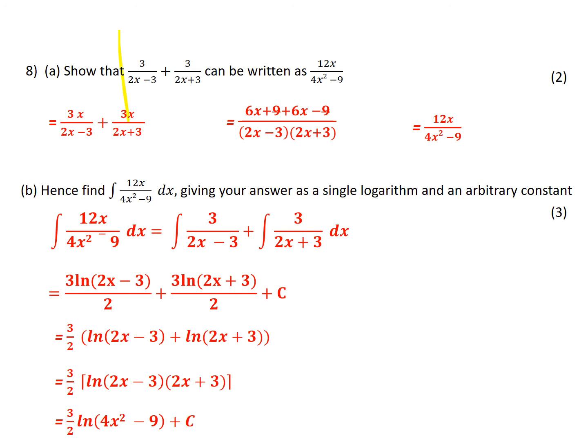Show that this equation can also be written as this equation. Now we can simply cross multiply them. Over here we will cut the lines. This is what we have.